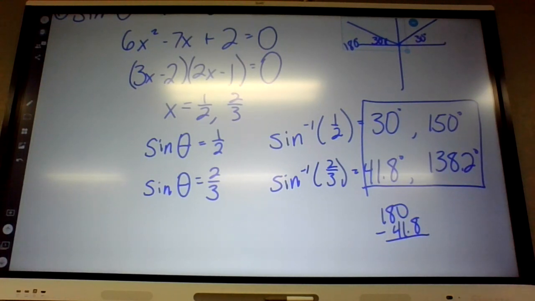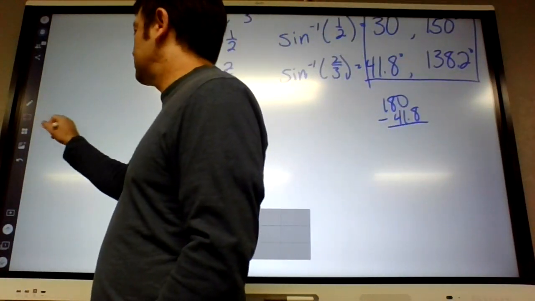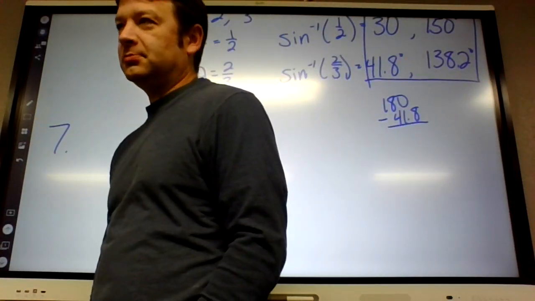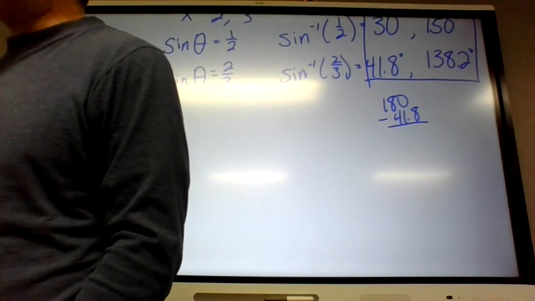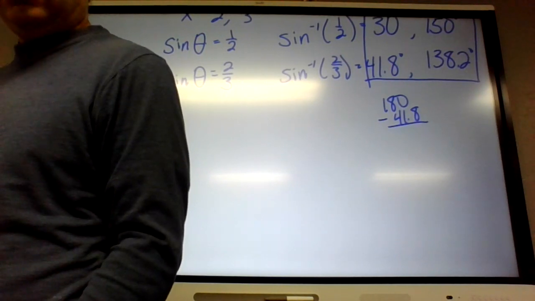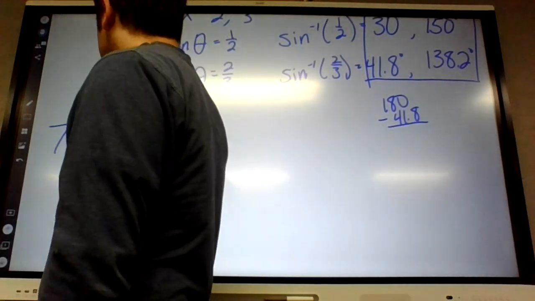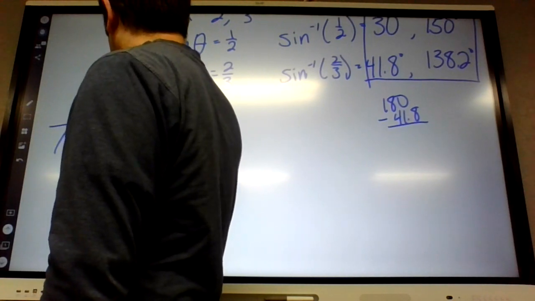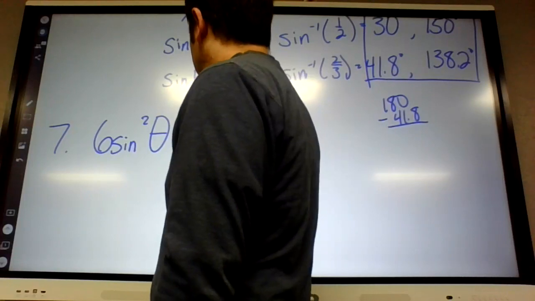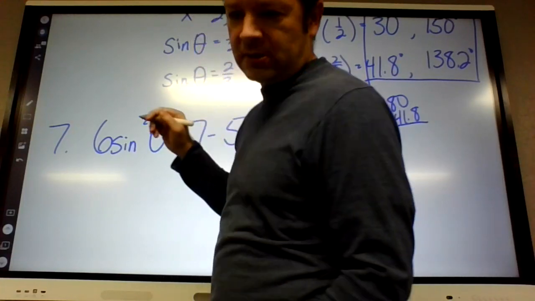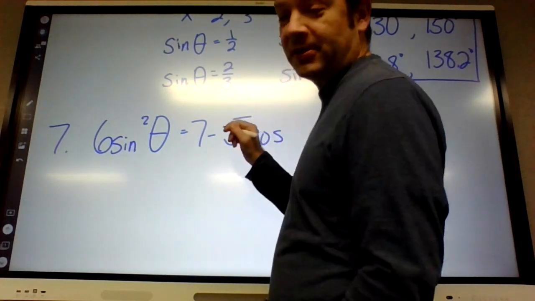Okay, let's just try one more. You smile. Seven looks almost identical. I don't know why they did that, but whatever. Oh no, one's a cosine. Yeah, I didn't see that at the beginning.